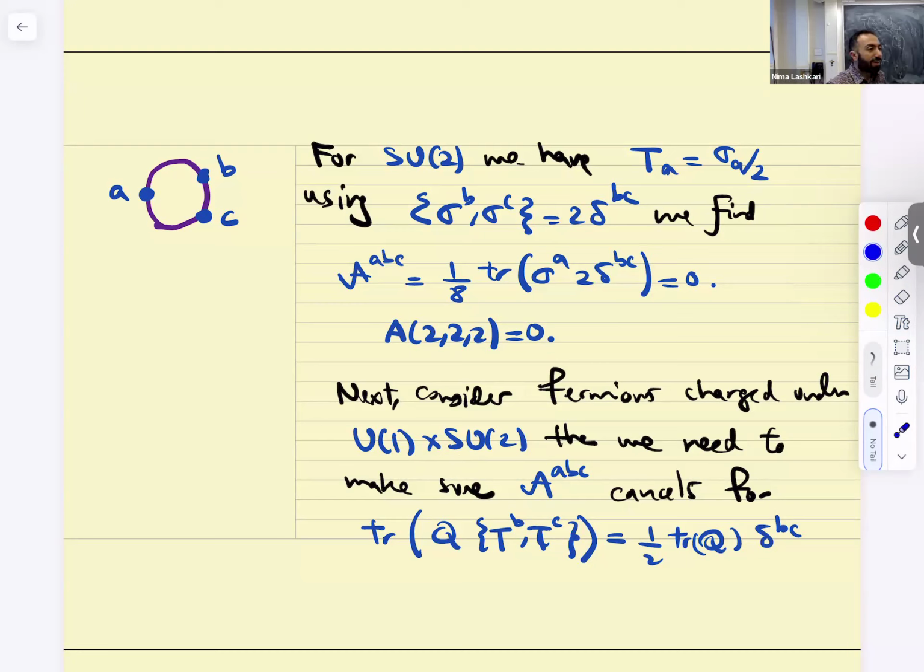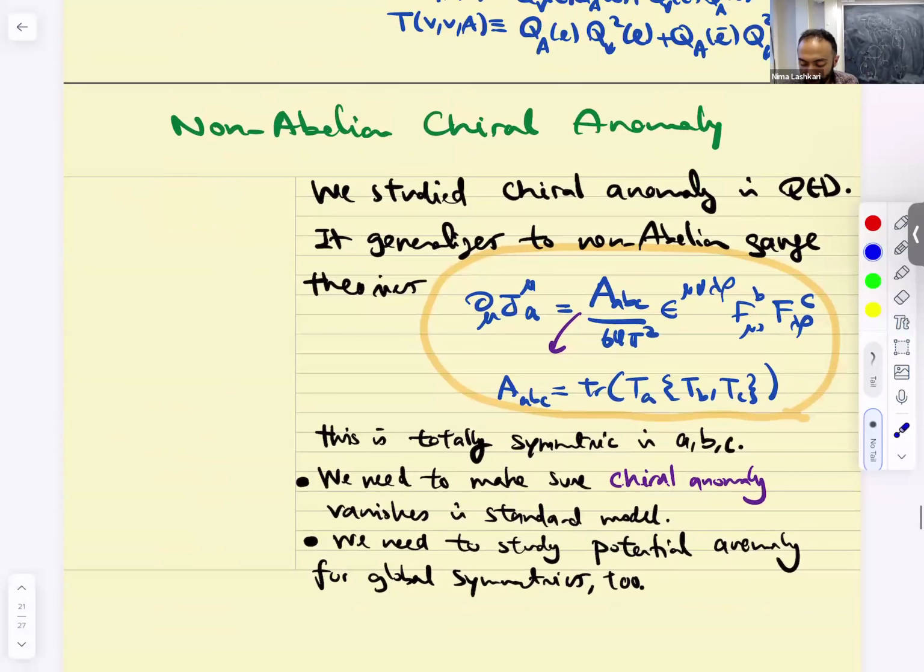So a claim: 112 vanishes. Why? Just look at this structure. I claim that the 112 vanishes. Why is that?